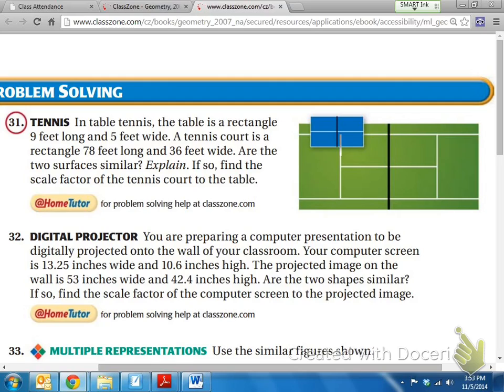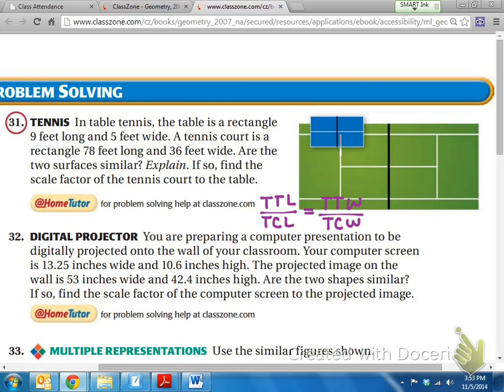So what we need to find is if we can determine if the table tennis length and the tennis court length are the same ratio as the table tennis width and the tennis court width. If those are the same number, then they're similar figures. So here's how we do it.